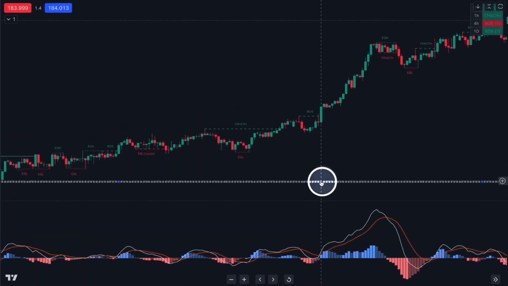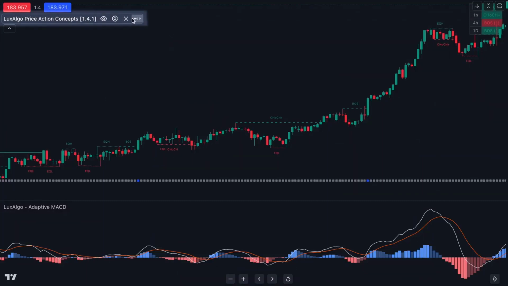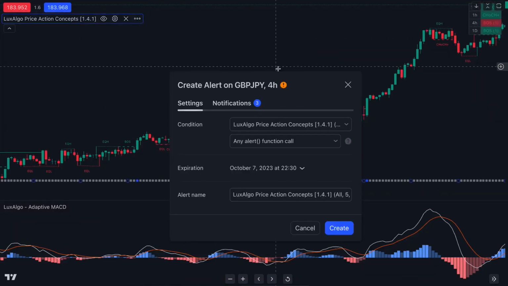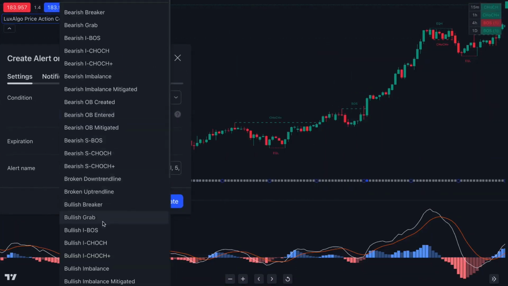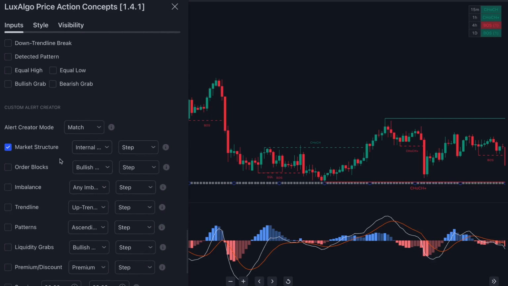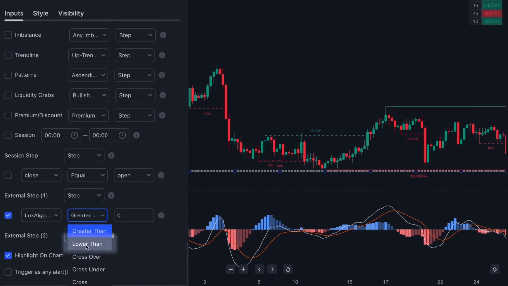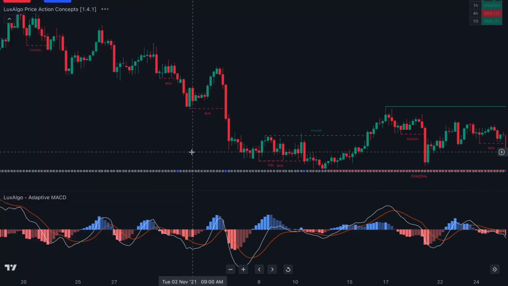Once we have done this, we can now see that the indicator shows us exactly where these signals are. And we can just execute trades at these levels. You can now also create an alert based on these settings to be automatically updated once these criteria are met. For the sell positions, we can do the opposite. So we want to get an alert when the bearish BOS occurs and the histogram is less than 0, and this will automatically plot our sell signals.